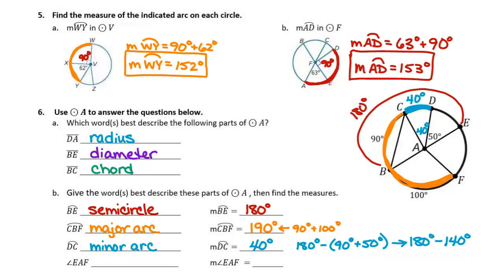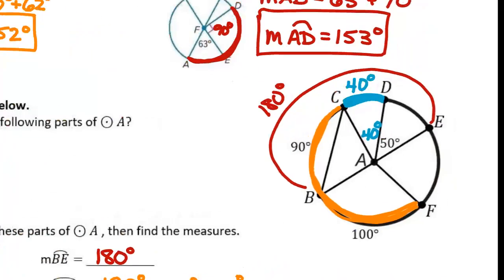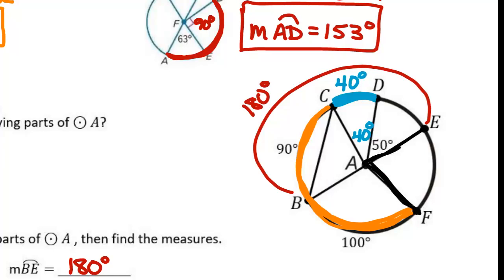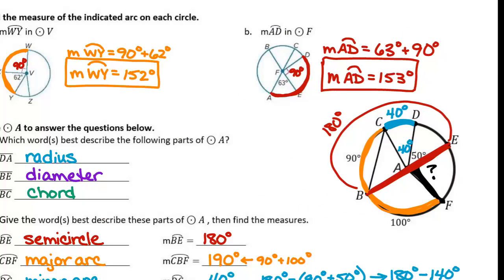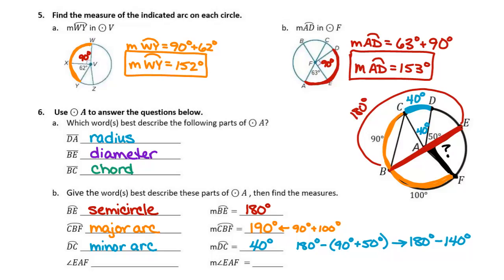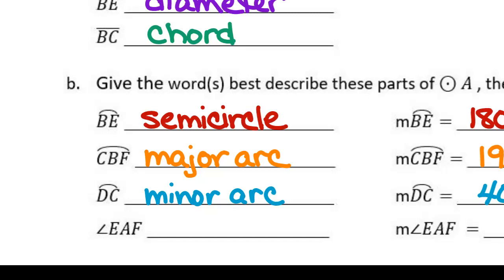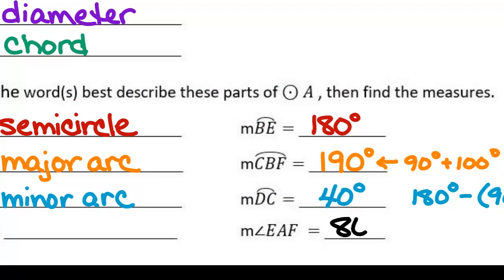Last thing they want me to find, angle EAF. This angle right here. How do I find this angle? Close. BE is my diameter. So this is the thing that's cutting it in half. It's 80 degrees. What would we call angle EAF? I know it's 80 degrees, but what would we call it?